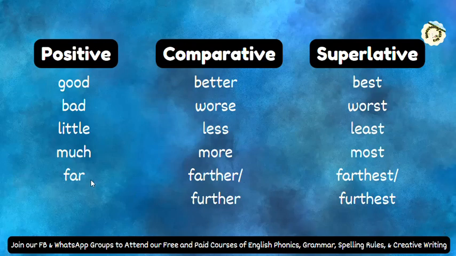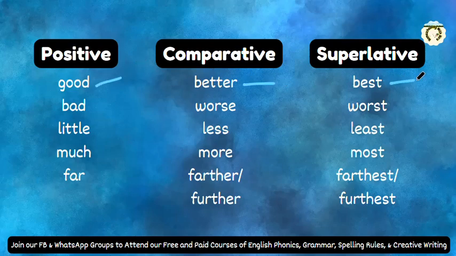Let's take the picture of this slide because these are some words. They are just a handful of words that don't follow any rule. All these adjectives in their positive, comparative, and superlative form are different. They don't have any spelling pattern. For example, the word is good, comparative is better, superlative is best. Positive is bad, worse, worst.